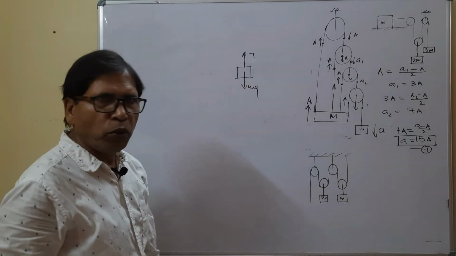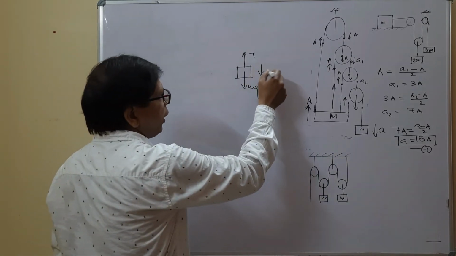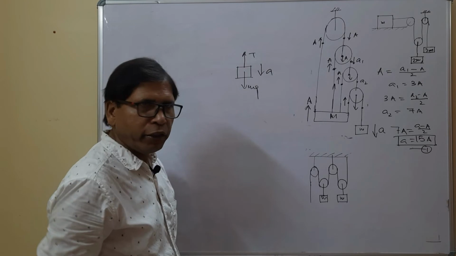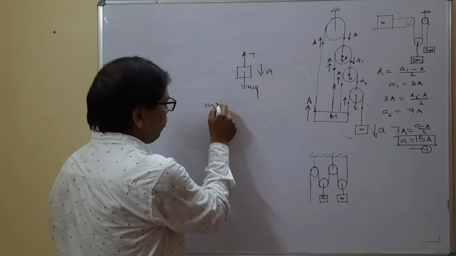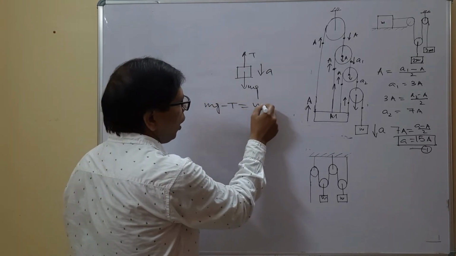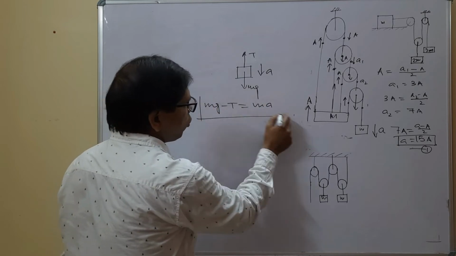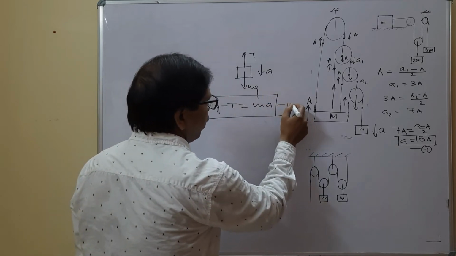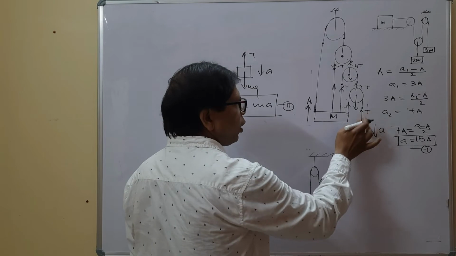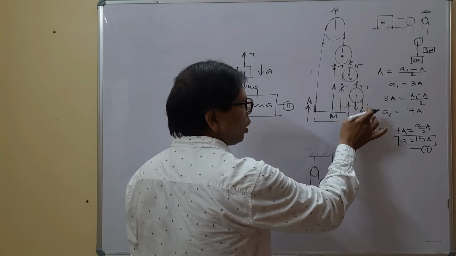So what is the equation of motion? Look at this, acceleration a downward, obviously mg greater than T. So here mg minus T equals mass into acceleration. This is equation number 2. Okay. Look at this here, tension T. So this is the same string, this is also T.